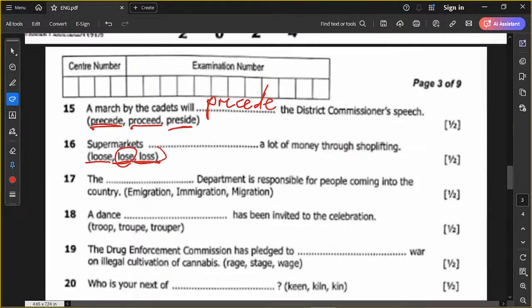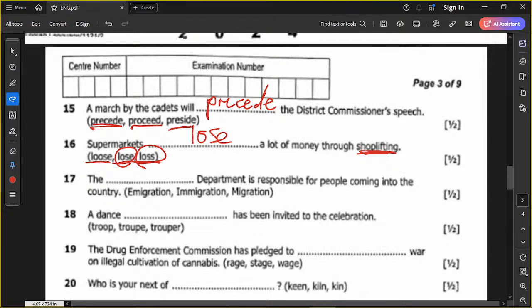So the correct word here is lose. Okay, the supermarkets lose a lot of money through shoplifting. Okay, so shoplifting, this is stealing from the shop. Okay, we come to 17.